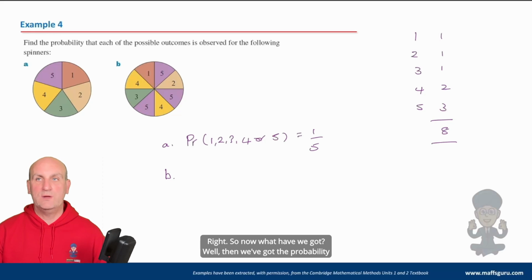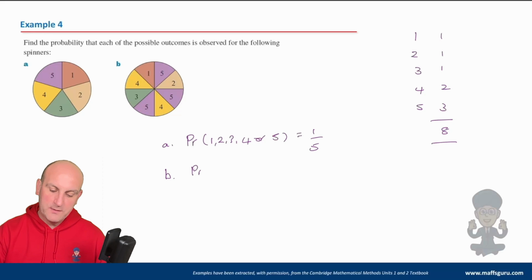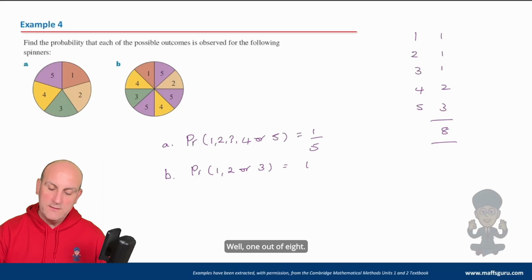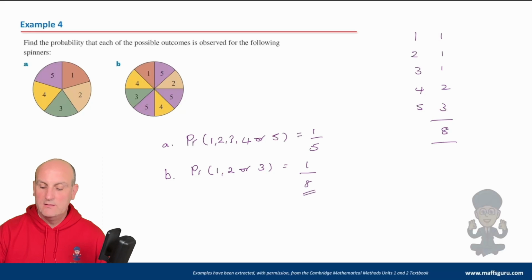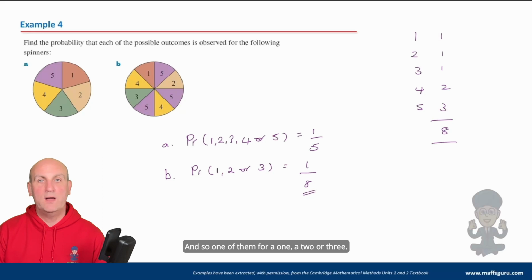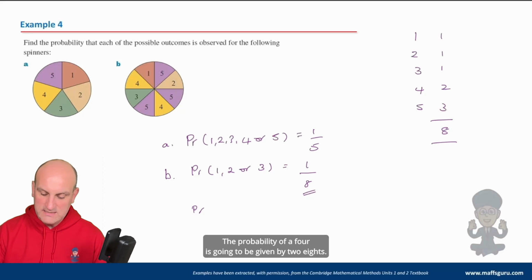Right, so now what have we got? Well, then we got the probability of a 1, 2, or 3 is going to be what? Well, 1 out of 8. Yeah, because there's 8 sections on that pie slice or that diagram, and so one of them for a 1, a 2, or 3. The probability of a 4 is going to be given by 2 8s.